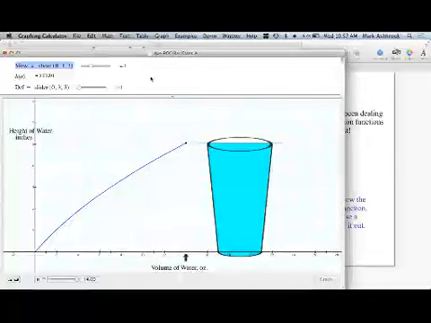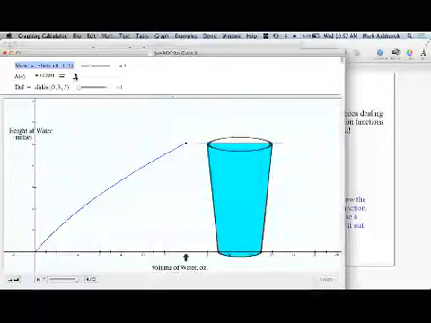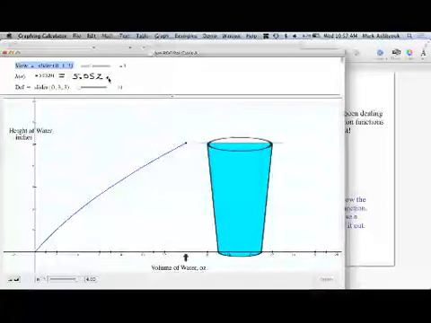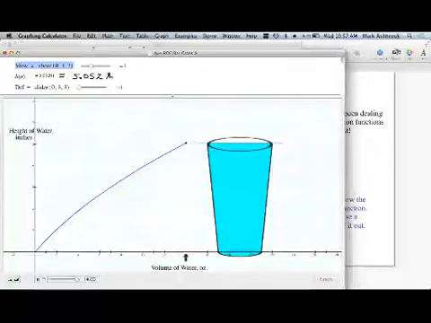So from 0 to 14 ounces, what's the average rate of change? I'm showing you the height right here. The current value of height is 5.052 inches when you hit 14 ounces of water in the glass. So find the average rate of change of height with respect to volume. Go, find the average rate of change of height with respect to volume.